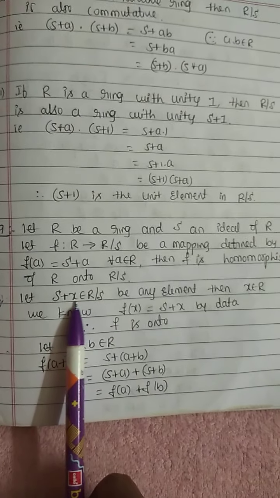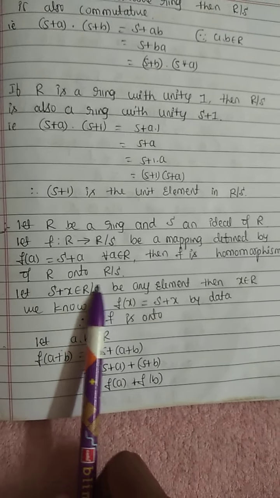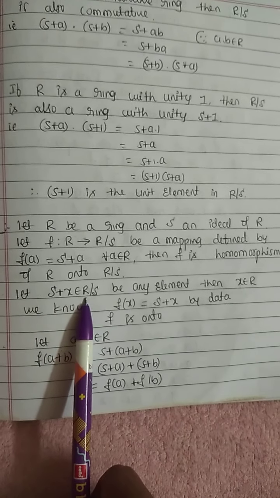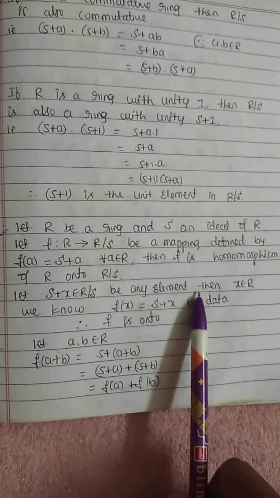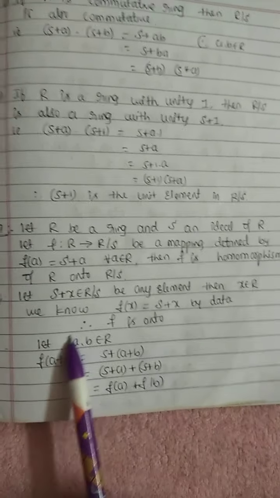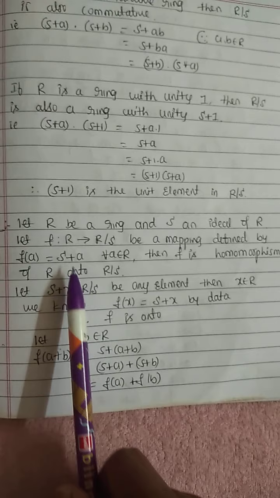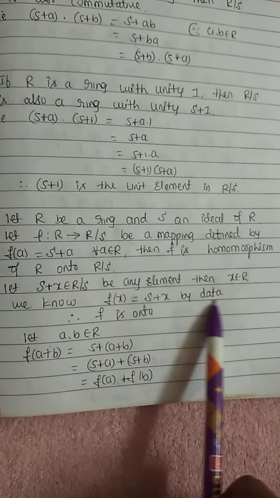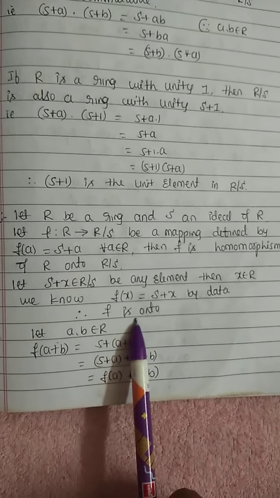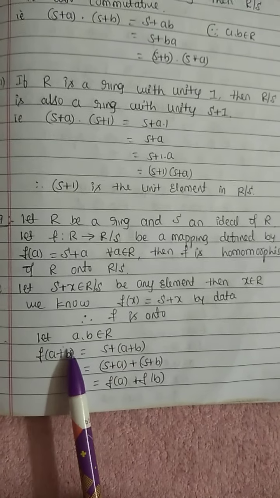Let us take any one element of the quotient ring R by S, say S plus x belongs to R by S. Then x belongs to R. By the definition, f of x equals S plus x. This is by the definition. Therefore, f is onto.